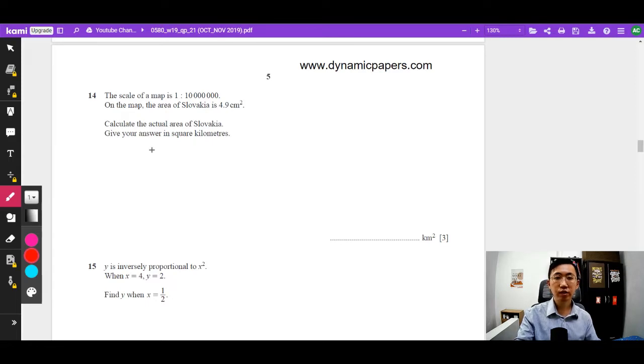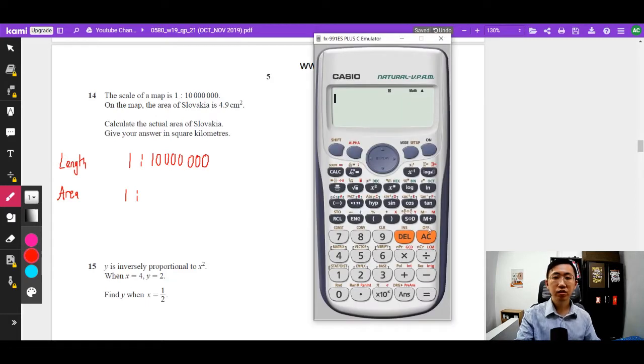So first step, I will write the ratio out. A lot of things to do in this question. So remember, this ratio given to you is a length ratio, but your question over here, you must do area. Okay, you must do area. So what we have to do, we have to square both sides. So 1 square will be 1. This big number, you have to square it, so you have to use calculator, right? Okay, so 10 million square. Wow, 10 million. Okay, square it.